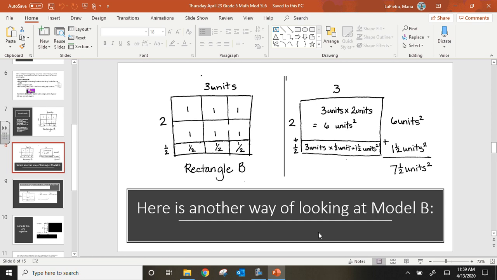Here's another way of looking at Model B. This one was on the prior slide that you just saw. Here it's showing you again. 2 times 3 is 6, and a half times 3 is 3, which would give you 3 of these. A half, and a half is going to be 1.5. So then I'm going to say 6 units plus 1.5 units is 7.5 units squared. Squared because we're only doing area, length times width.